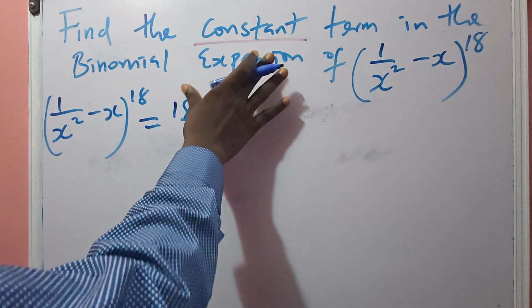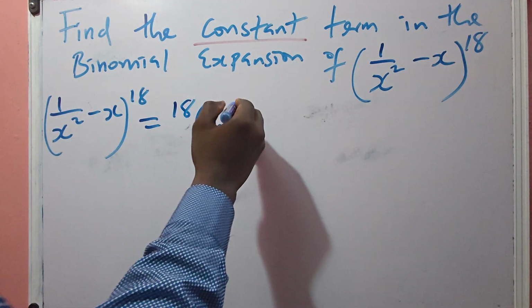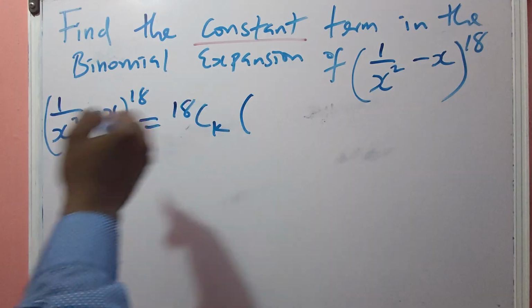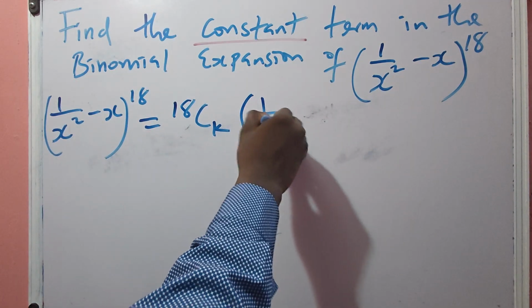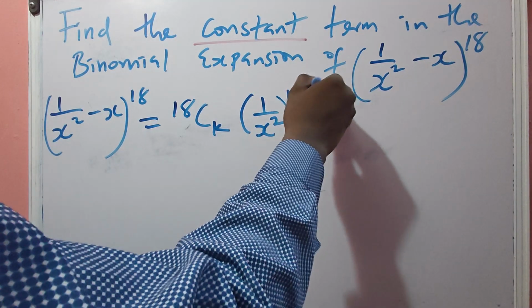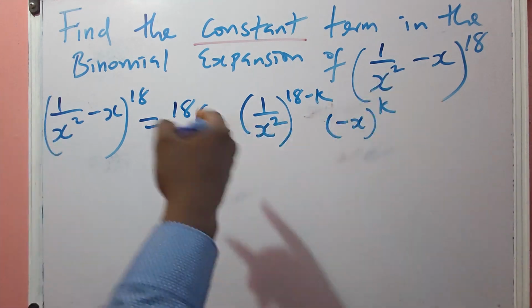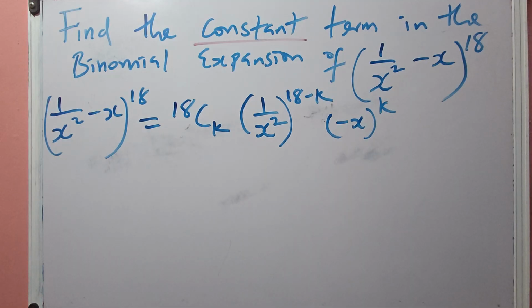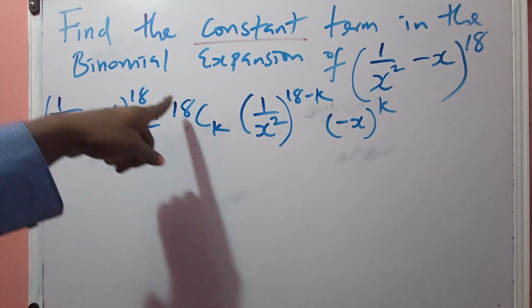18 combination k. Let me write this 18 well. And of course, what I'm doing here is based on the theory of binomial expansion. 1 over x raised to the power 2, the first term raised to the power 18 minus k, and then minus x raised to the power of k. This is on the basis of binomial expansion. This is the first step. If we were going to expand this completely, obviously we're supposed to go on fixing our value of k ranging from 0 up until 18.